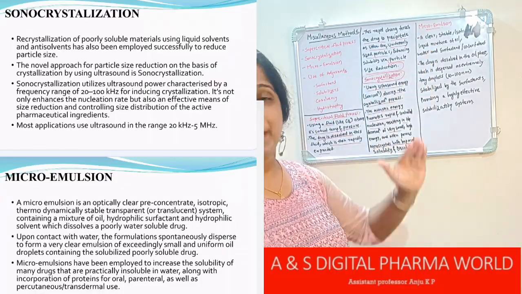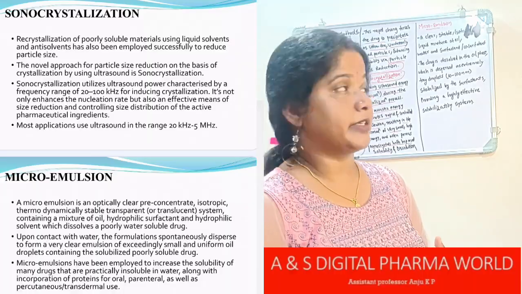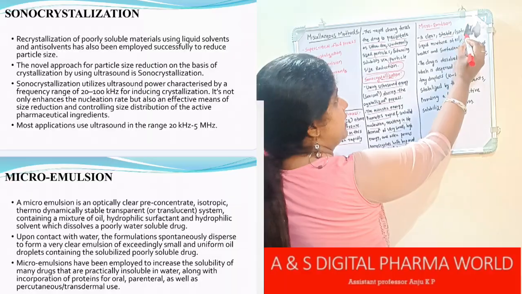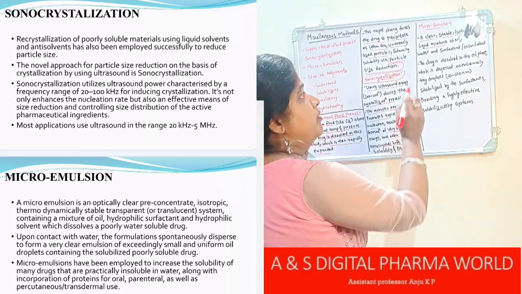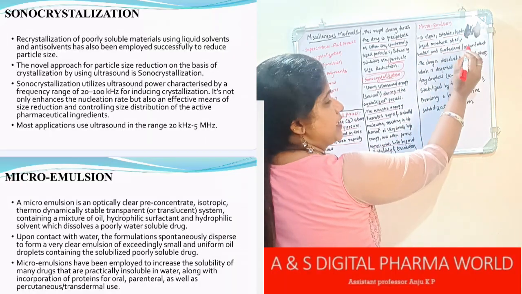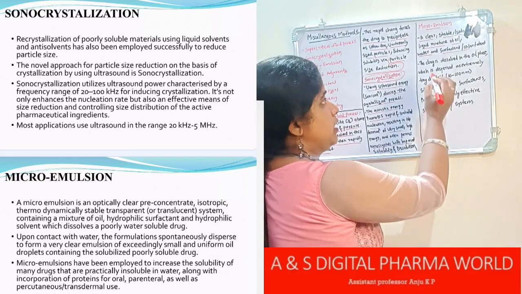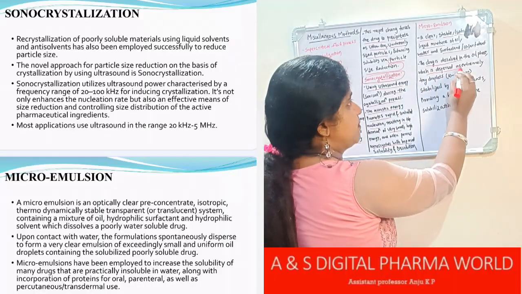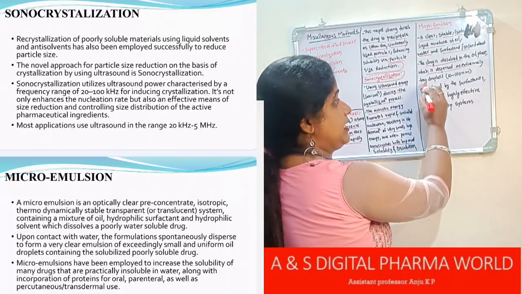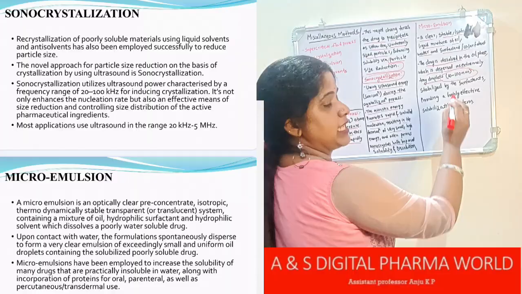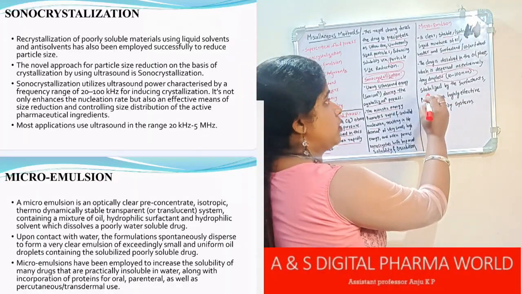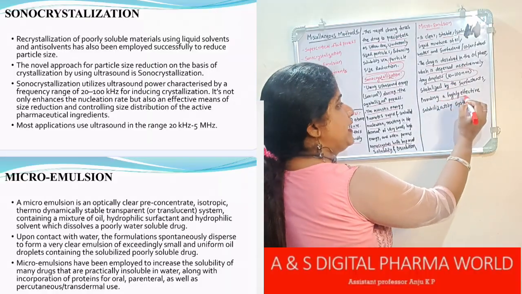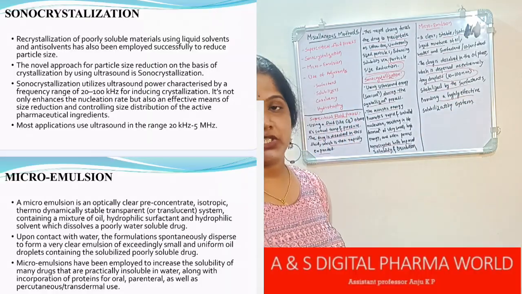Next one is the microemulsion. Here also it is particle size reduction only. Microemulsion means a clear, stable, isotropic liquid mixture of oil, water, surfactant and co-surfactant. We dissolve our drug in the oil phase, which is dispersed as extremely tiny droplets in the size range of 10 to 100 nanometer. We can stabilize this by adding surfactants, which provides a highly effective solubilization system.